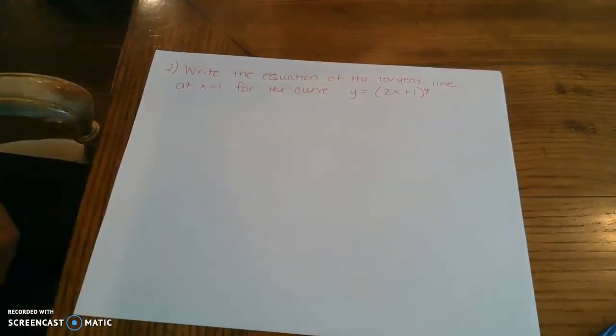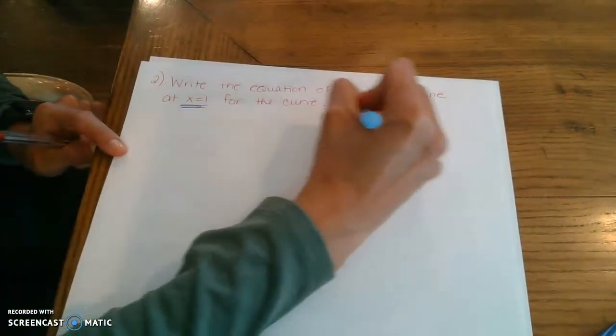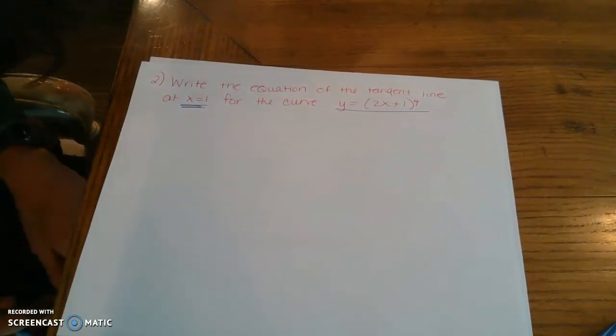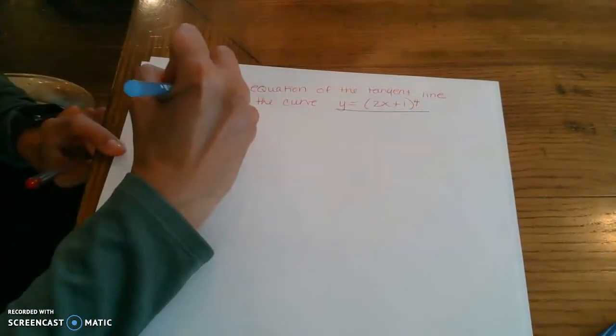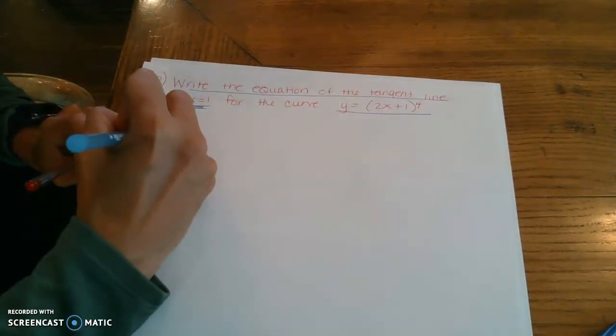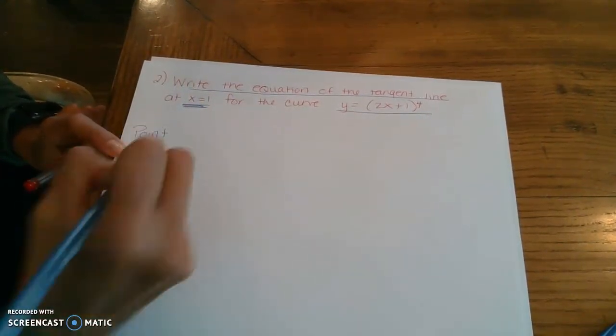The next one: write the equation of a tangent line at x equals 1 for the curve y equals (2x plus 1) to the 4th power. Okay, as soon as I see write the equation of a tangent line, I tell myself, all right, I need to find a point, and I like to find the point first, and then I have to find the slope.